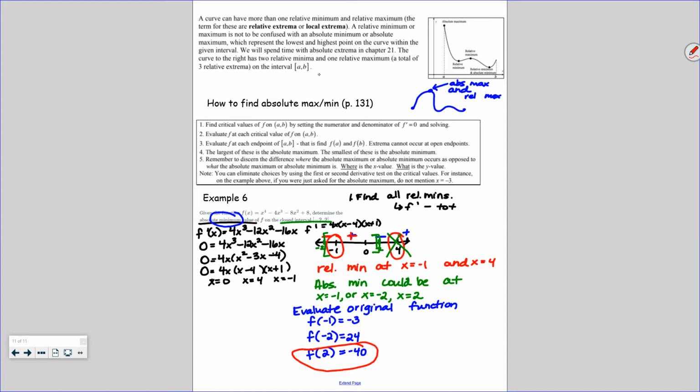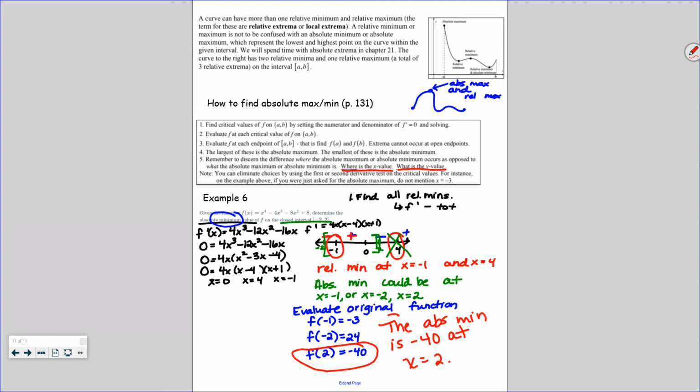And then here's a note that you're going to see on page 131. What the absolute minimum is, is the y value. Where it's located is the x value. So here's how I would say this out loud. I would say the absolute minimum is negative 40, but that occurs at x equals 2. And that's how you would answer the question.